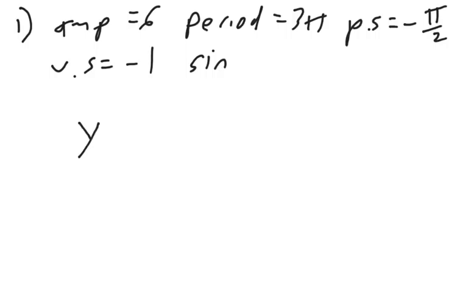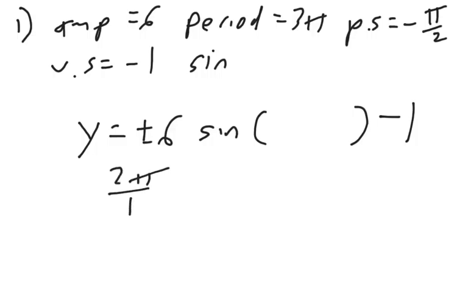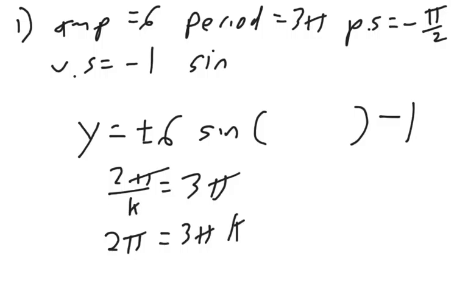we have y equals, and since the amplitude is 6, we're going to just do plus or minus 6, sine, and the vertical shift is minus 1, so we put a minus 1 in there. So 2 pi divided by k equals 3 pi. So 2 pi equals 3 pi k divided by 3 pi, and k equals 2/3.